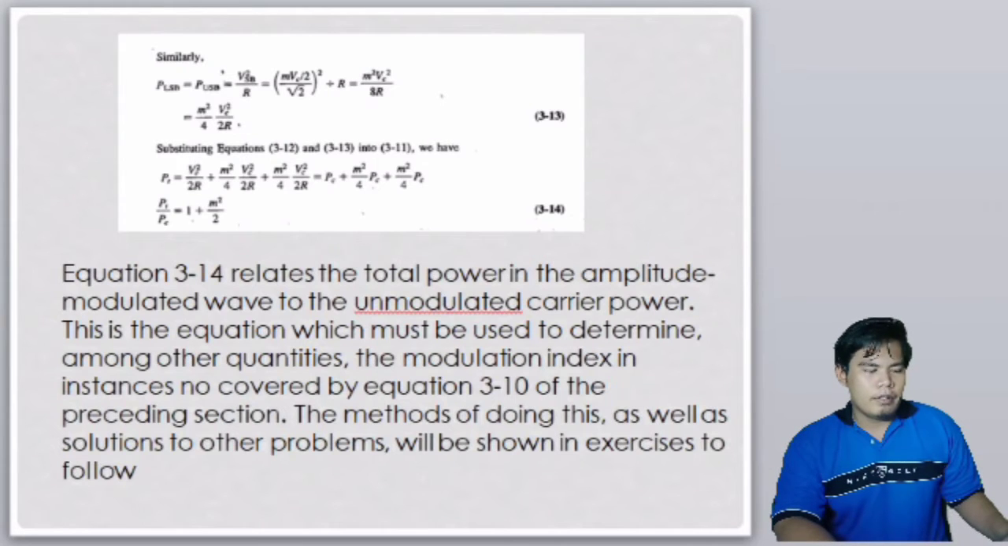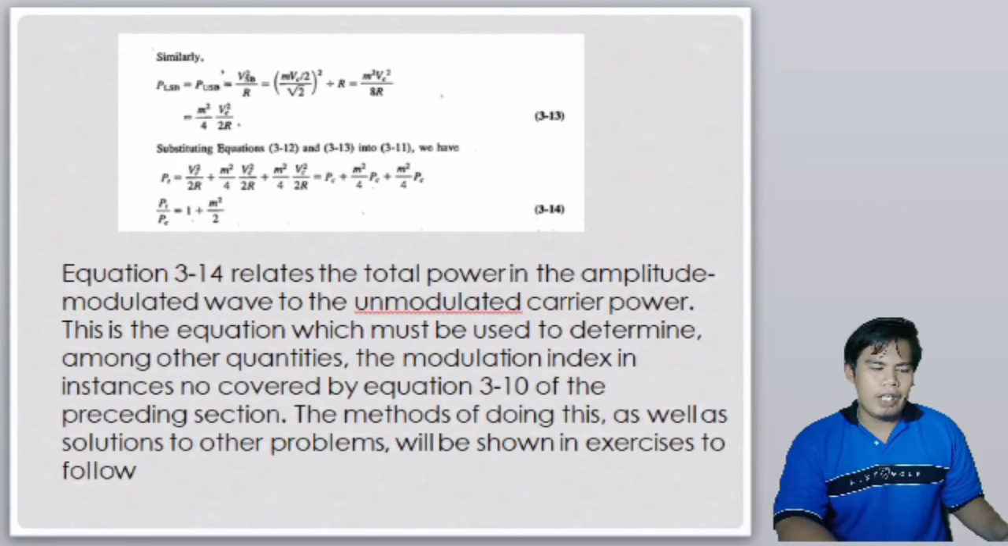Equation 3-14 relates the total power in the amplitude modulated wave to the unmodulated carrier power. This is the equation which must be used to determine, among other quantities, the modulation index in instances not covered by equation 3-10 of the preceding section. The methods of doing this, as well as solutions to other problems, will be shown in exercises to follow.